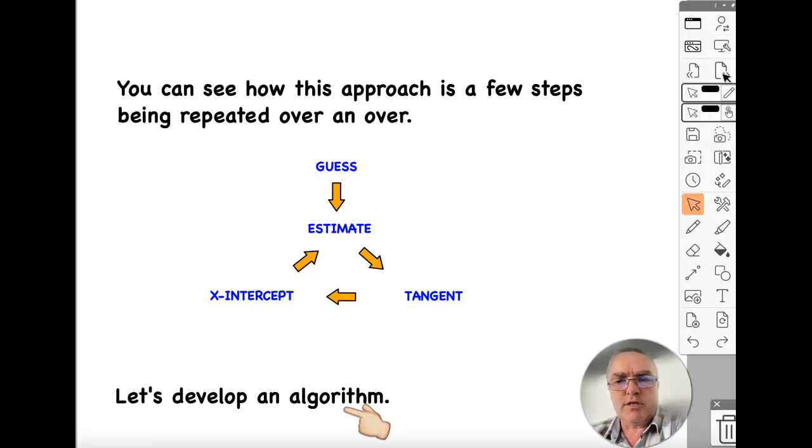So you can see how this approach is basically a few steps that are being repeated over and over. We started with a guess. That was basically an estimate of the root, if you like. We used that to form a tangent, and the x-intercept of that tangent was found, and that becomes the estimate of the root. And then we draw another tangent, that gives us another x-intercept, and so we've got another estimate. And this just keeps going and going until we have found a root, or until we are close enough to the root to know basically what it is.